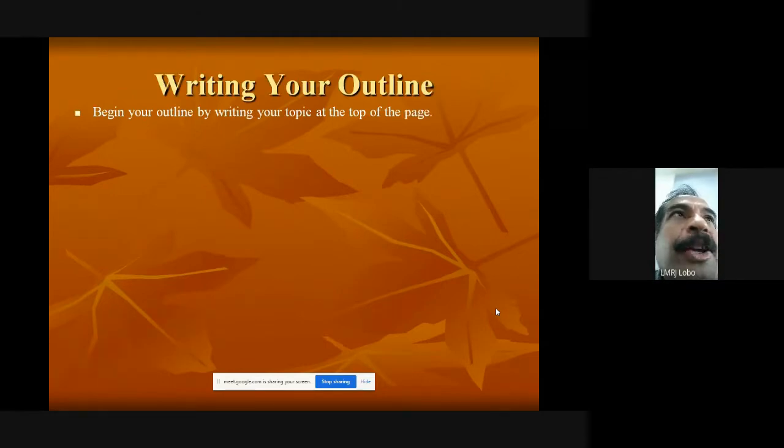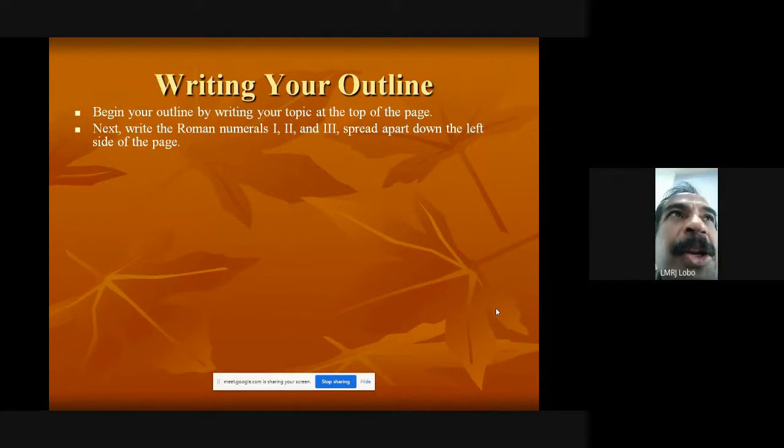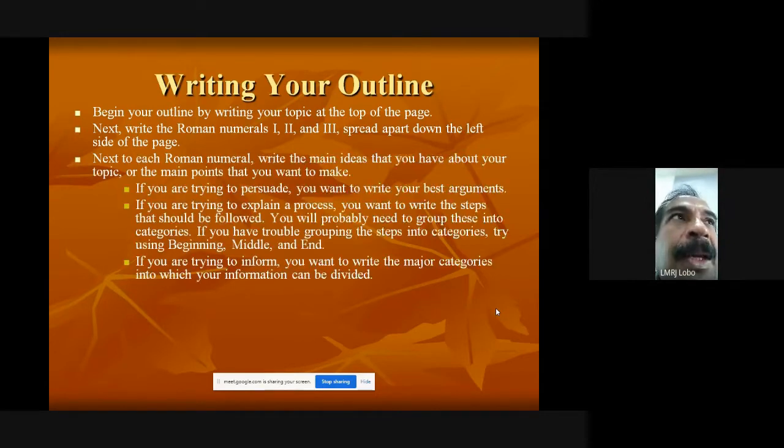Now, when you're writing your outline, you begin by writing your topic at the top of the page. Then write the Roman numerals, first, second, and third, spread apart down the left side of the page. Then next to the Roman numeral, write the main idea that you have about your topic, or the main points that you want to make.